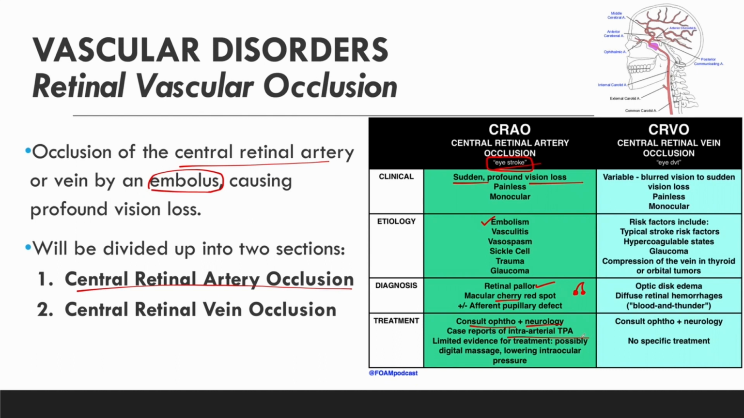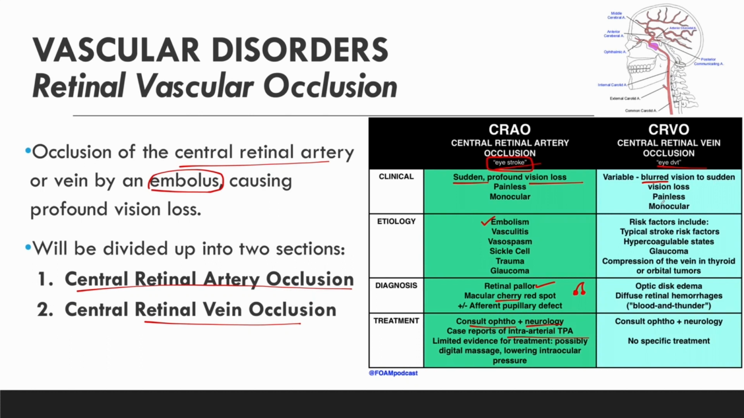Another thing I want to mention here is central retinal vein occlusion, which is its cousin, but instead of the artery being occluded, it's the vein. So it's kind of like a DVT. And the difference is it can be variable. It can be less sudden and profound. It can be more insidious, where you get kind of a blurred vision. It can be sudden, but sometimes it's not. It's usually painless and monocular.